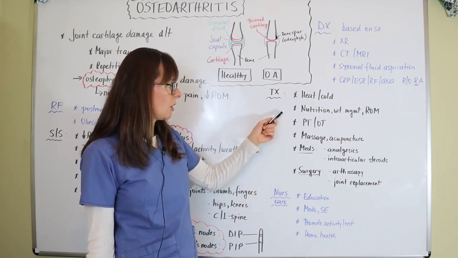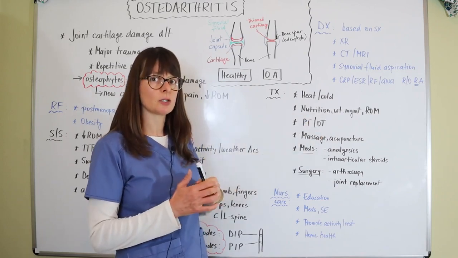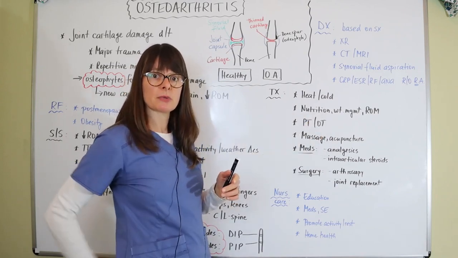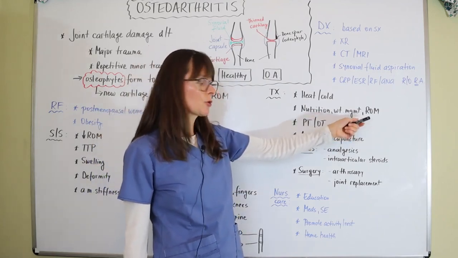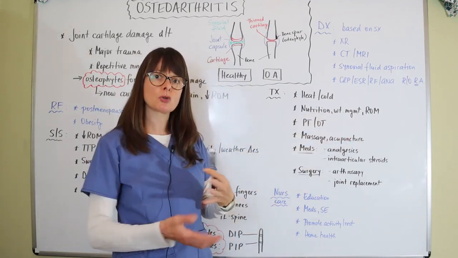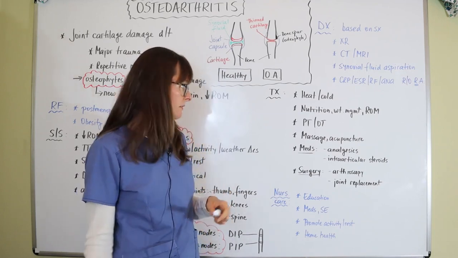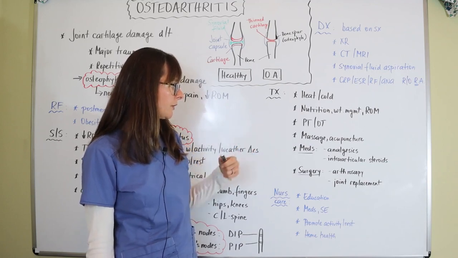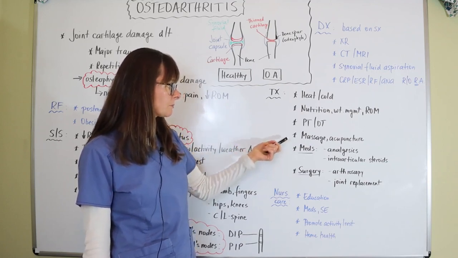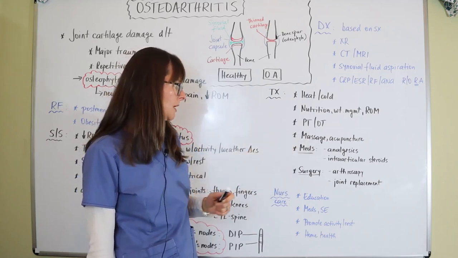And then treatment for osteoarthritis: hot or cold, whatever feels better on the affected joint. Healthy nutrition is always important, and then weight management to reduce the stress on these joints, particularly of the lumbar spine, the hips, and the knees. And then active or passive range of motion and exercise to keep the joints moving and make sure that they don't become extra stiff. Collaboration, of course, with physical therapy and occupational therapy. And then sometimes alternative measures can be helpful, such as massage and acupuncture.